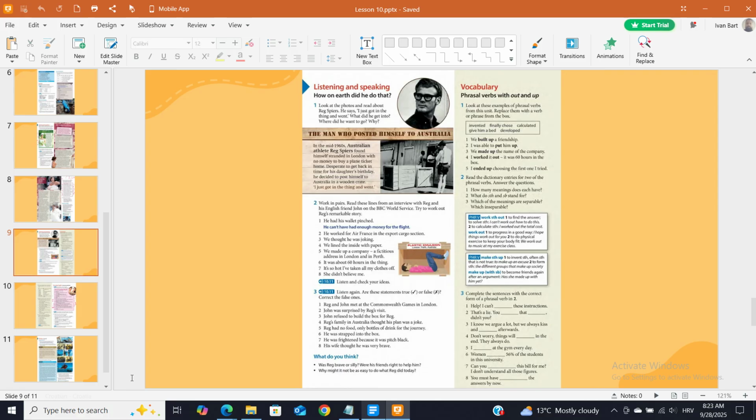4. Reg's family in Australia thought his plan was a joke. 5. Reg had no food, only bottles of drink for the journey. 6. He was strapped into the box. 7. He was frightened because it was pitch black. 8. His wife thought he was very brave.